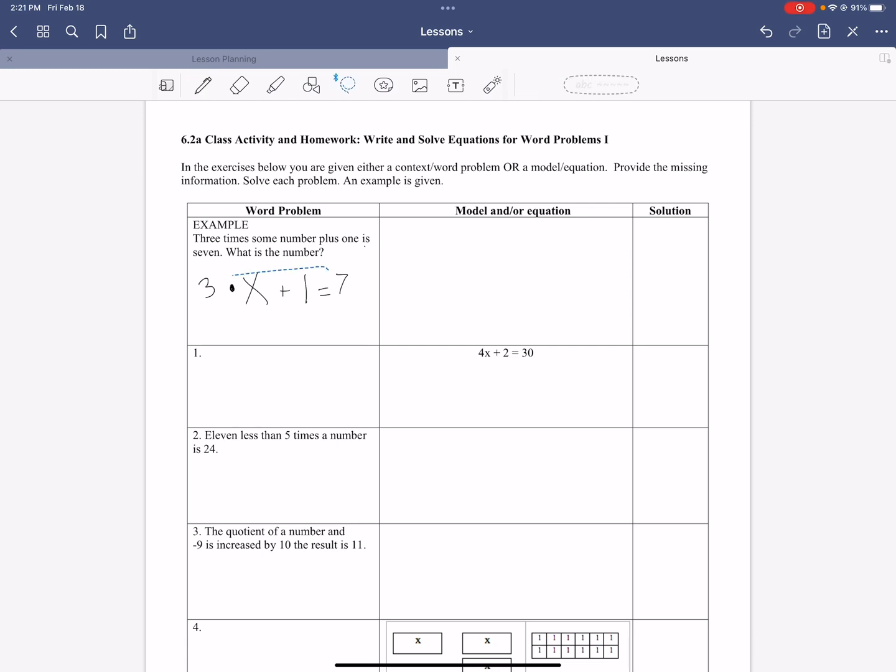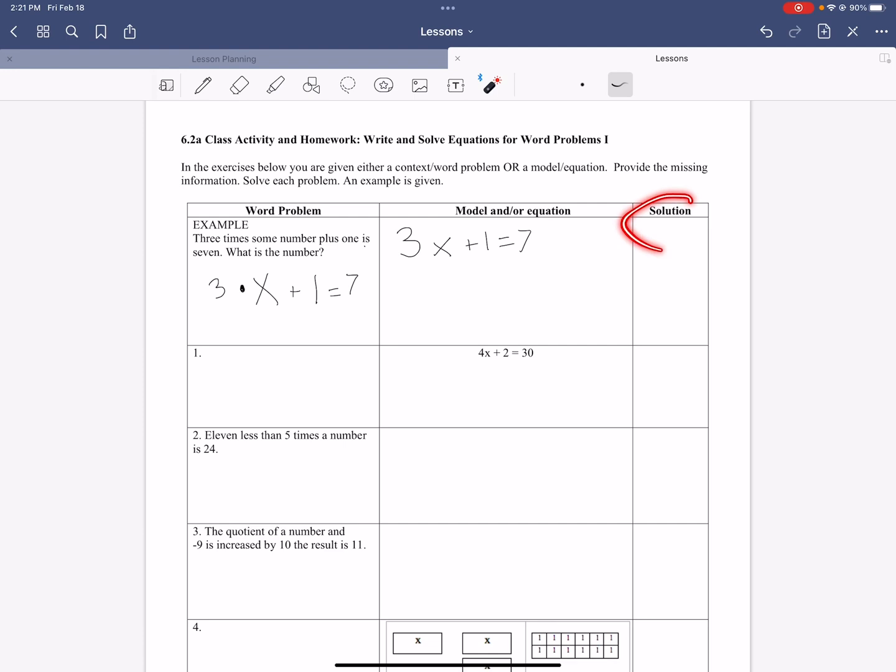So we have 3 times some number. Usually when we write multiplication, when we're dealing with variables, we don't have any sort of multiplication symbol. So I'm going to write 3x plus 1 equals 7. The easiest way to do this is just to read this line by line and write out what you do know, and then see if you need to reorder it.